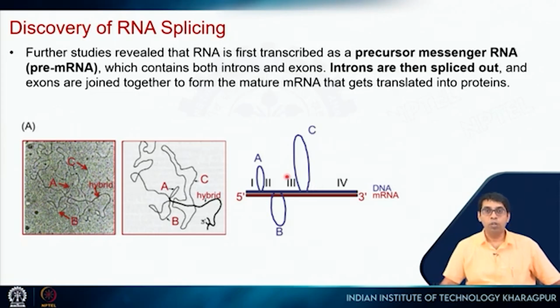And then later on, Tom Cech showed that this splicing can be catalyzed by the RNA itself. He showed that RNA can also have catalytic activity, and he shared the Nobel Prize with them in 1993.